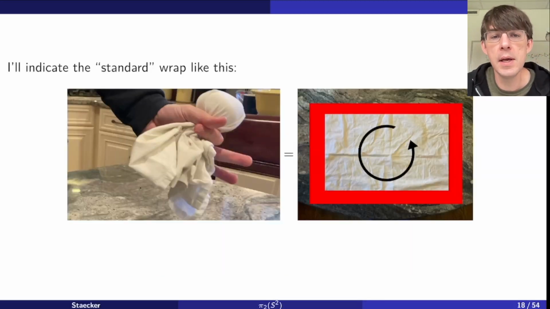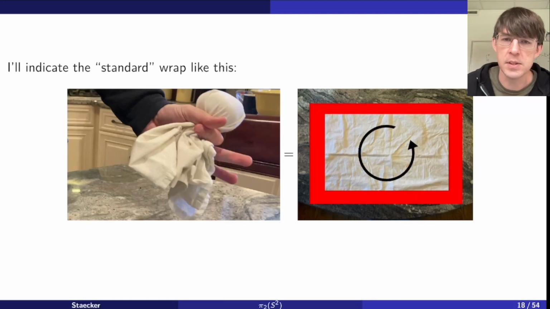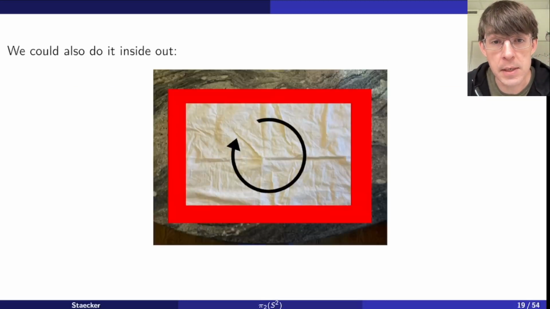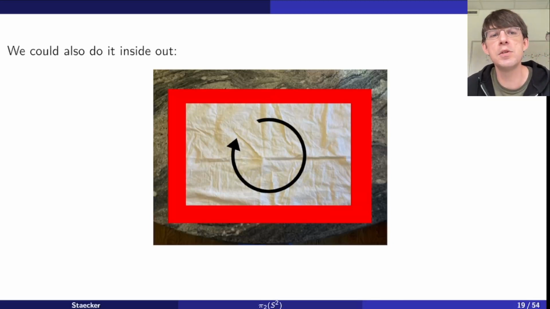Now I'm going to indicate the standard way of wrapping it up. I'm going to draw it like this. This spinny thing is not meant to indicate that I'm rotating the napkin. This is just a right-hand rule kind of thing to say this represents wrapping it around this way rather than inside out. All right, so this is the standard wrap up. You could also do inside out, which I'm going to indicate like that, where the curly thing is going around the other direction. All right.